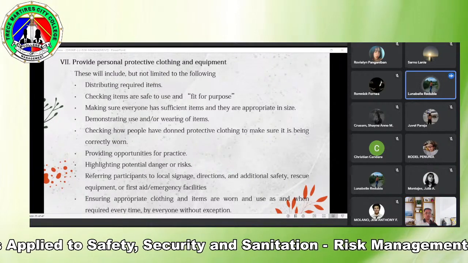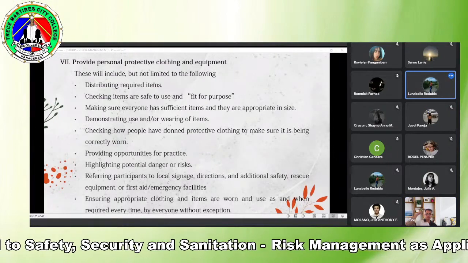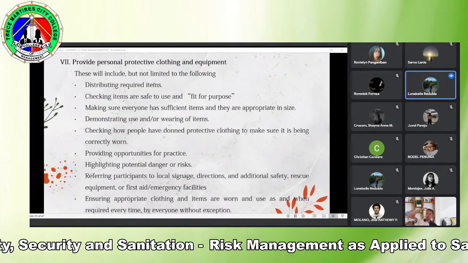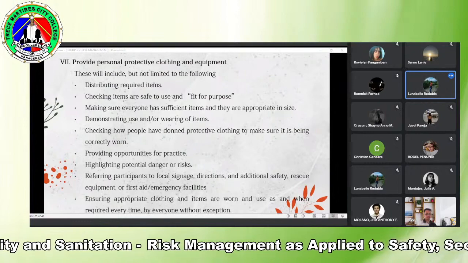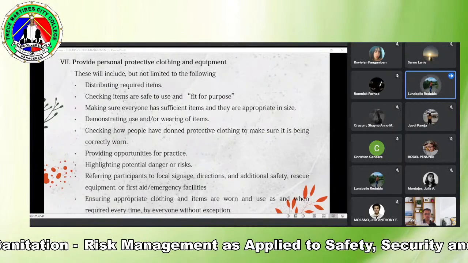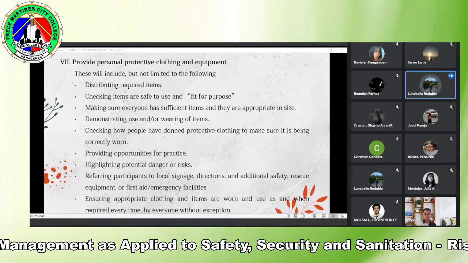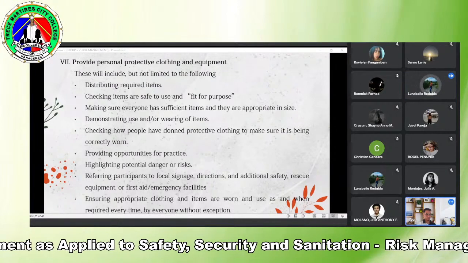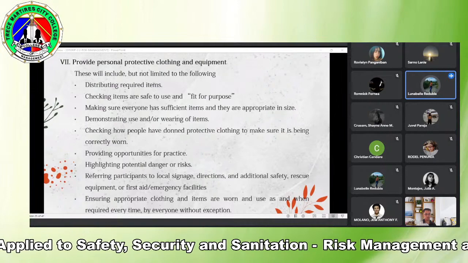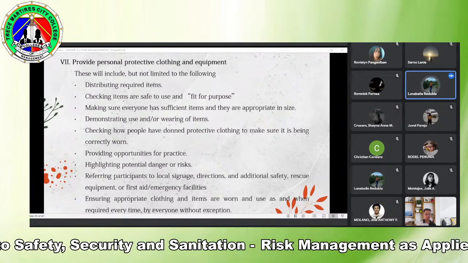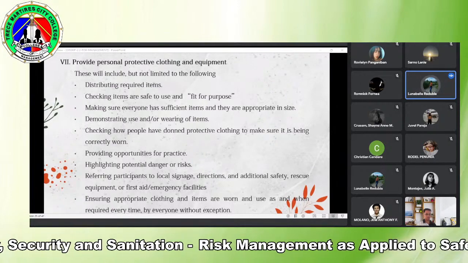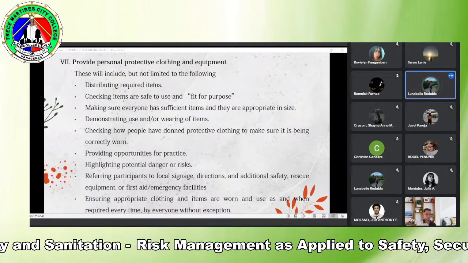Ensuring appropriate clothing and items are worn and used as and when required every time by everyone without exception. Dapat alam natin at minomonitor yung mga guest and member kung kailan at saan dapat nila isuot yung mga protective clothing para mabawasan yung risk na mangyari.